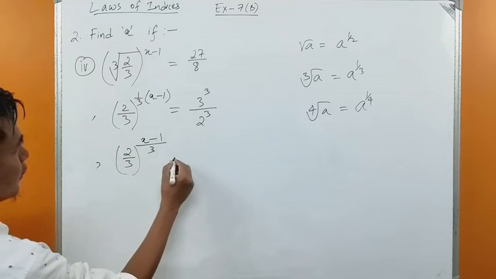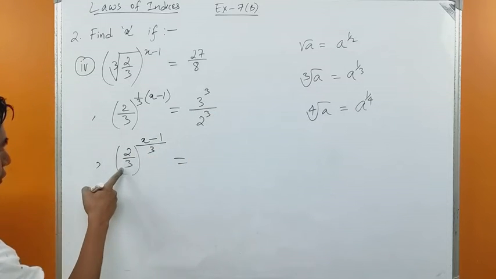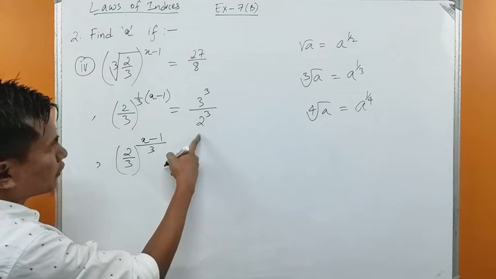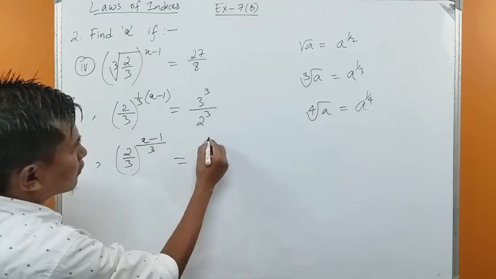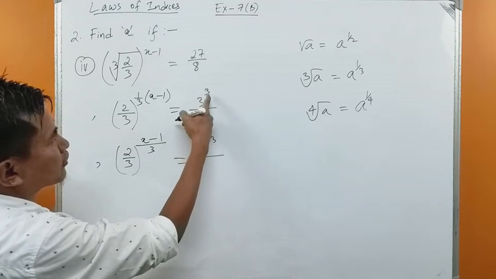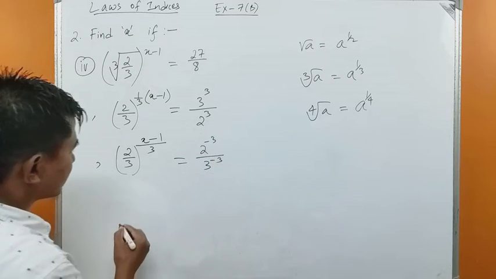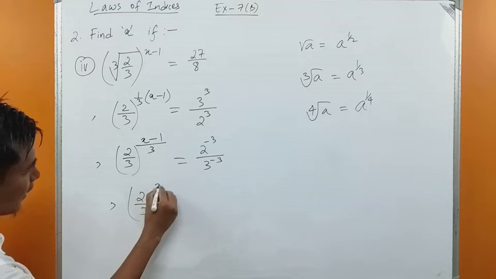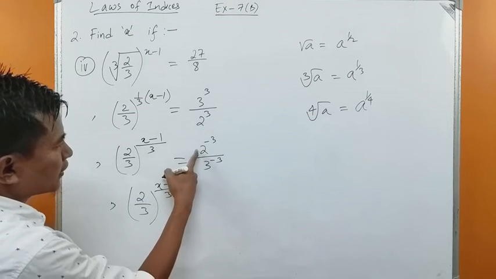Equals to, now let us take this 3 to the denominator because we have 2 upon 3 here, so we must make the same thing here. So let us take this 3 to the denominator and 2 to the numerator. Now this 2 goes to the numerator, the sign of the power changes to minus 3. Similarly the power of this 3 is plus 3, this plus 3 changes to minus 3. So (2 upon 3) to the power (x minus 1) upon 3 equals to 2 and 3.